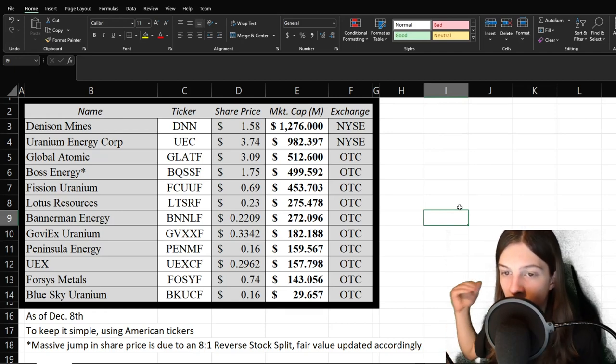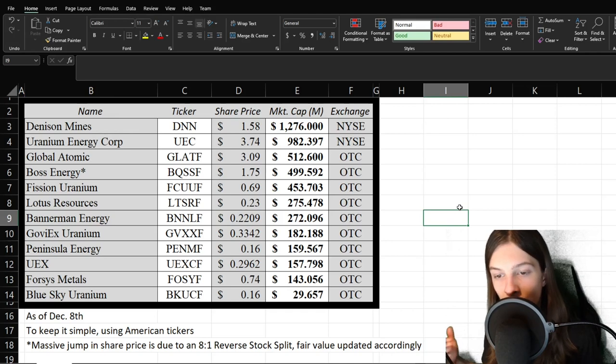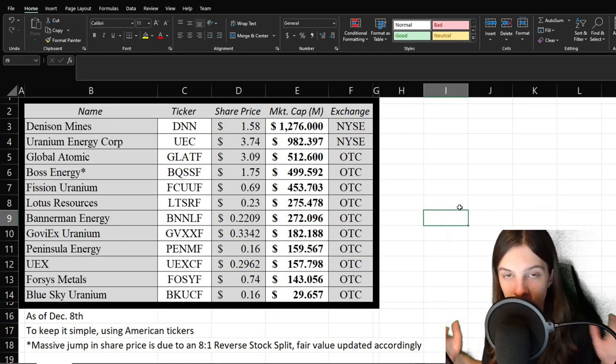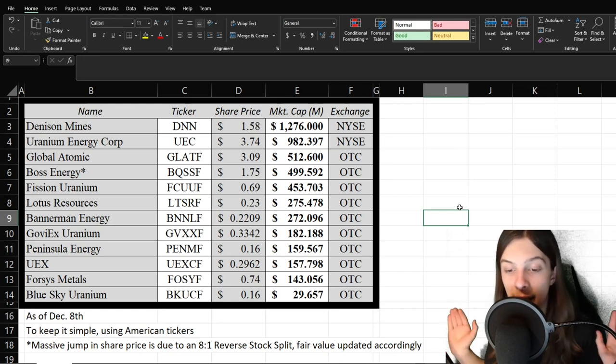Denison Mines with a market cap of $1.2 billion. UEC at $982 million. Global Atomic at $512 million. Boss Energy at $499 million. Fission Uranium at $453 million. Lotus Resources at $275 million. Bannerman Energy at $272 million. GoviEx Uranium at $182 million, Peninsula Energy at $159 million, UEX at $157 million, Forsys Metals at $143 million, and all the way down there, our newest competitor, Blue Sky Uranium, the only new competitor for this one, at $29 million. That is a lot of million dollars, I just had to say it.